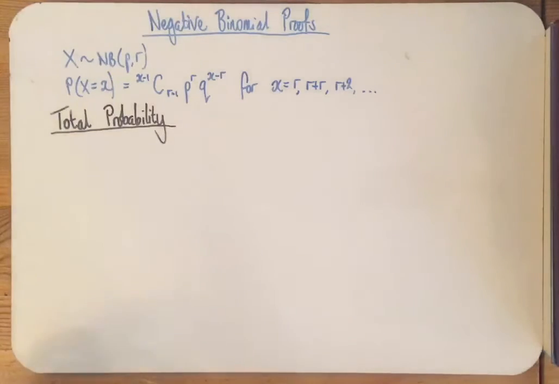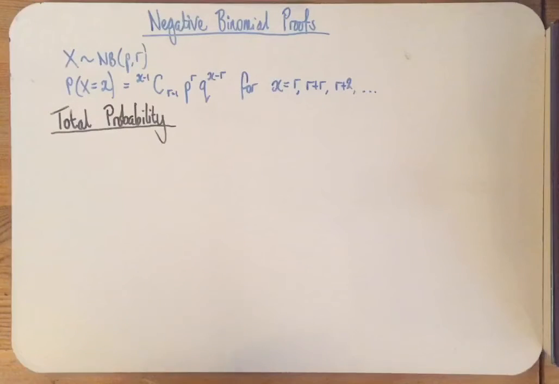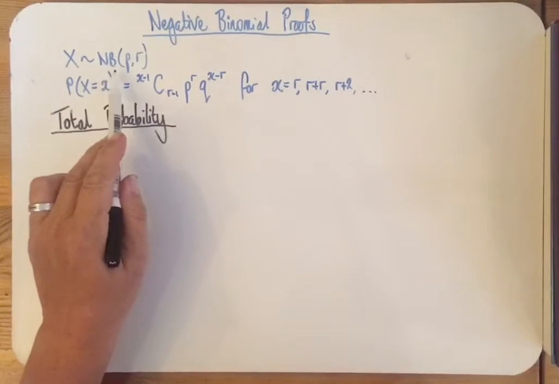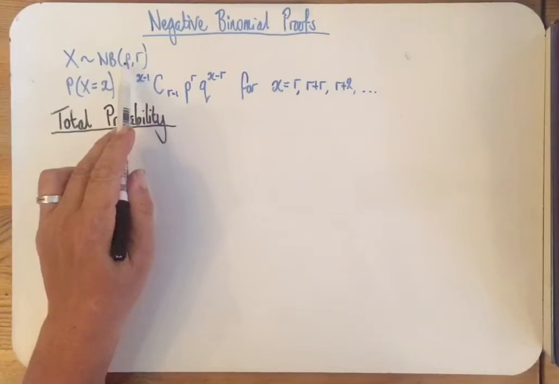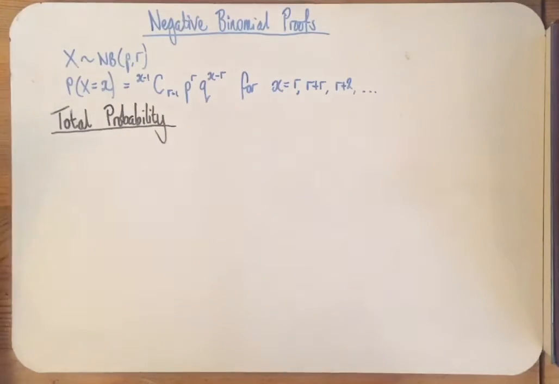Okay, I'm going to go over a couple of proofs for negative binomial distribution, a bit like I did for the geometric. We'll just do total probability and expectation. The proof for variance is similar, it's just longer again. But again, I'm happily go through it with you if you'd like to see it, or you could work it out yourselves.